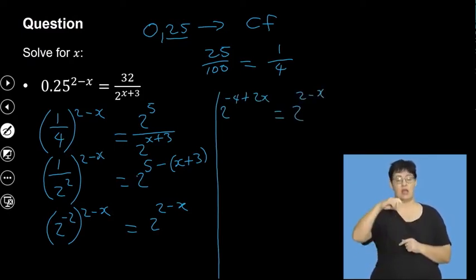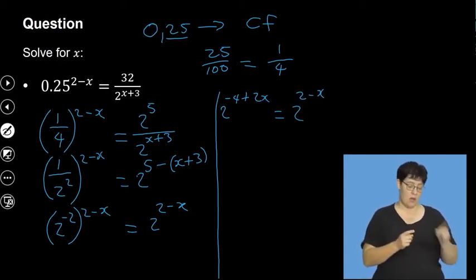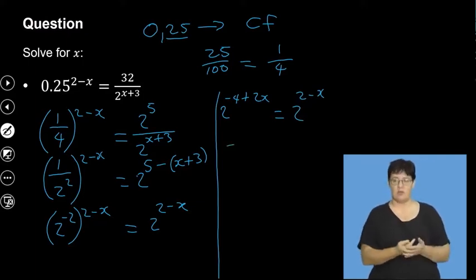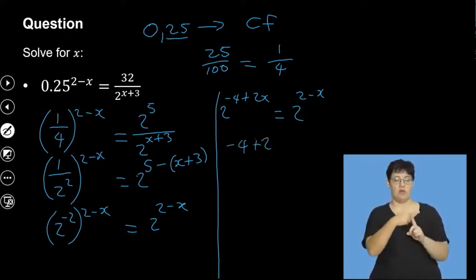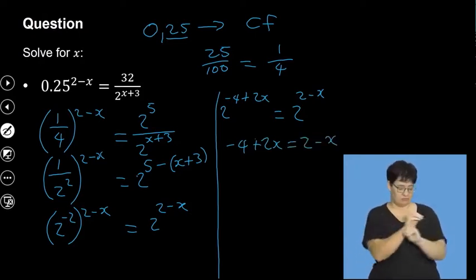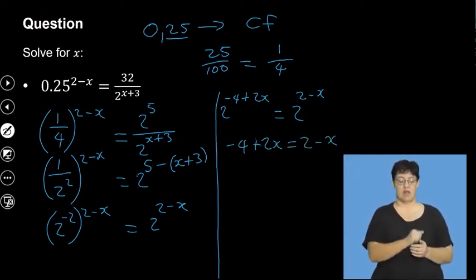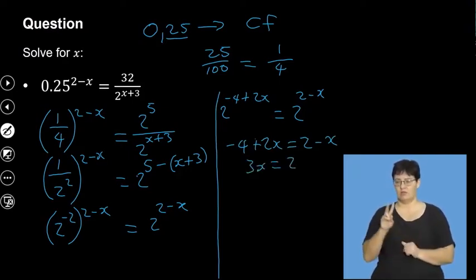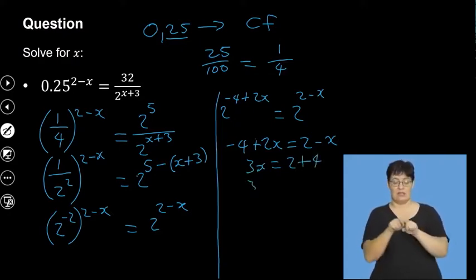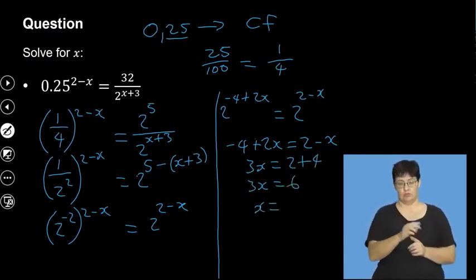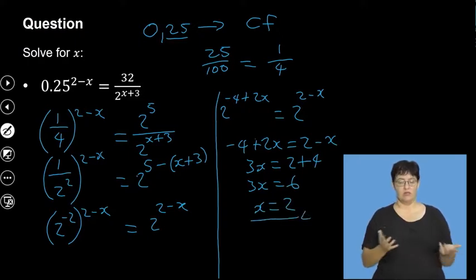Now what do I do? Bases are the same. I have one power, equate the exponents. So that will be minus 4 plus 2x equal to 2 minus x. You play around with your maths. This becomes 3x equal to 2 plus the 4, which will give me 3x equal to 6. Therefore, my x will be equals to 2, right? You divide both sides by 3.